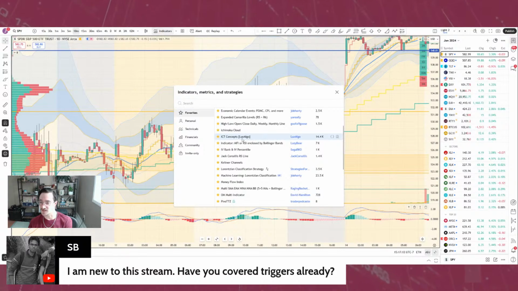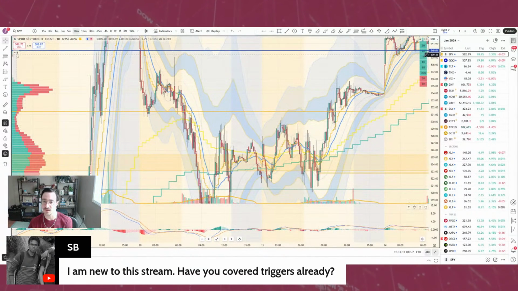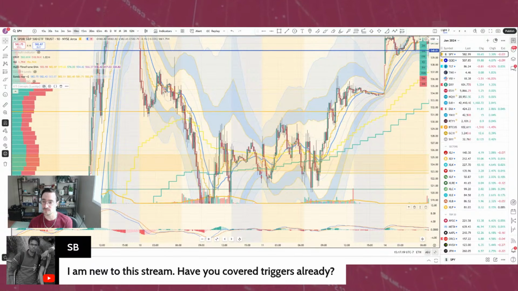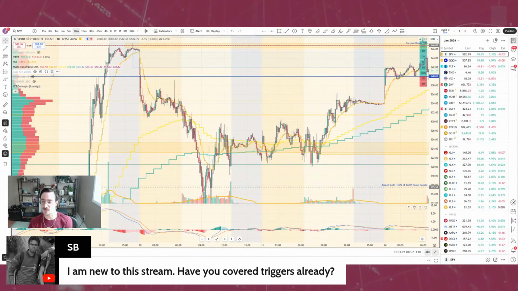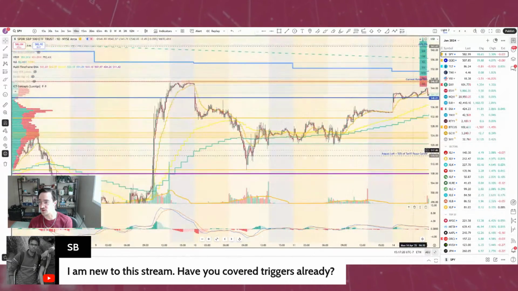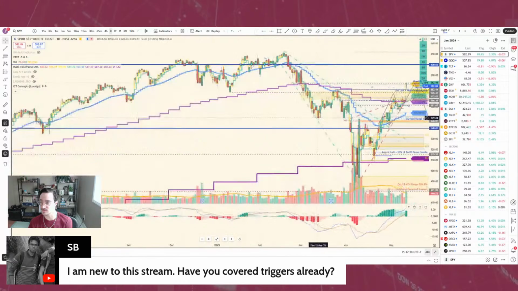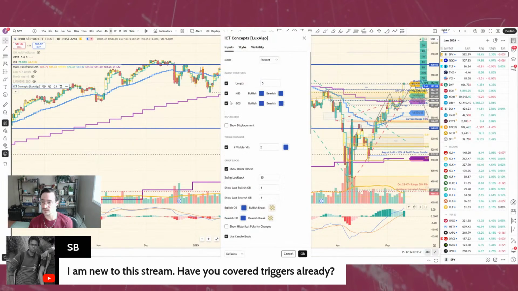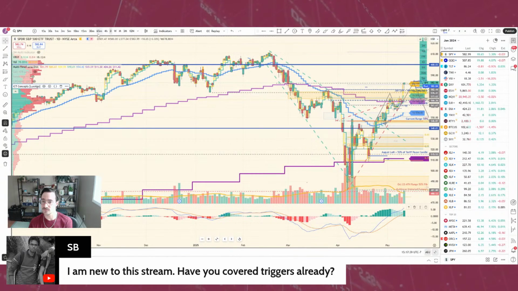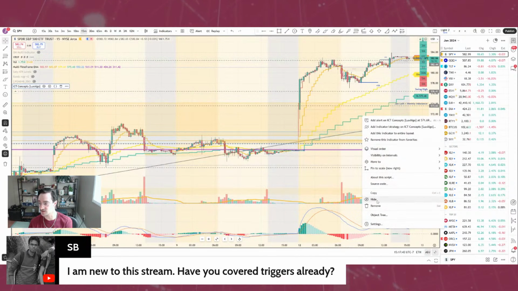Just a fun one here, ICT Concepts by LuxAlgo. I'm a big fan of it too. That just helps with a few things, like it draws out fair value gaps for you. It draws out volume imbalances and stuff like that. Let's see if I can get it to load. There it goes. I'll hide my other stuff so you can see it.